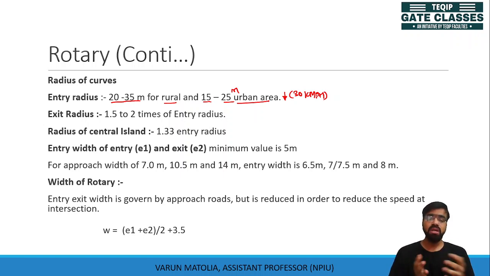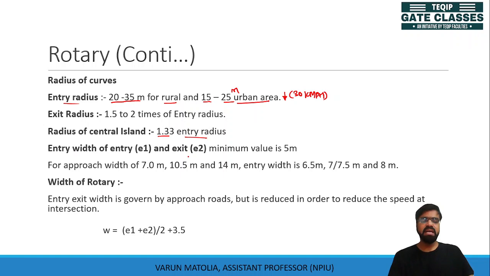Exit radius is more as compared to entry radius, because we are trying to empty your rotary as soon as possible. Because if we are allowing high radius at entry, the vehicle will move in slow, and we are providing more radius in exit, then vehicle will try to move out comparatively fast. So we are trying to empty the occupancy of rotary quickly. The radius of central island is equal to 1.33 times the radius of your entry.